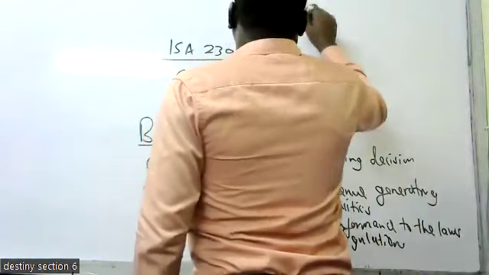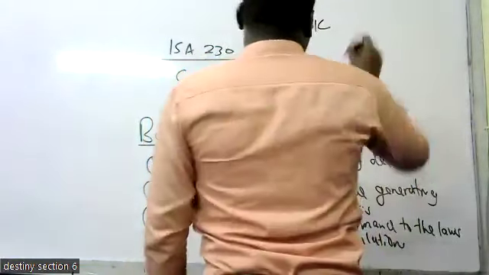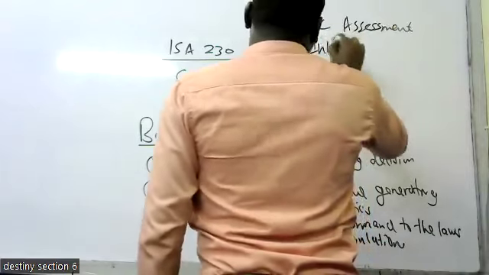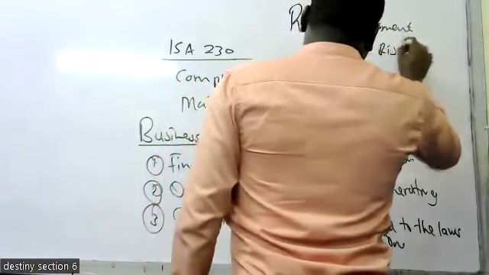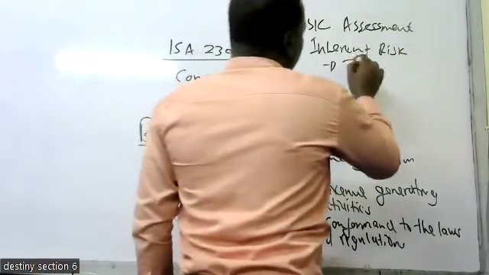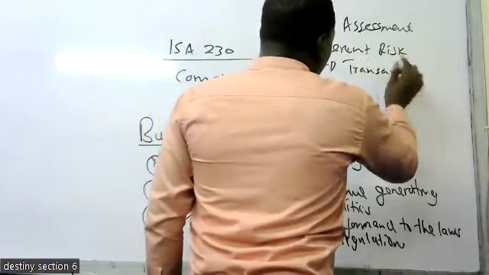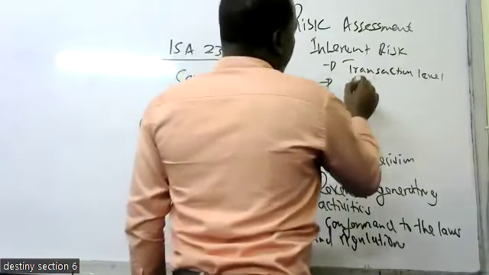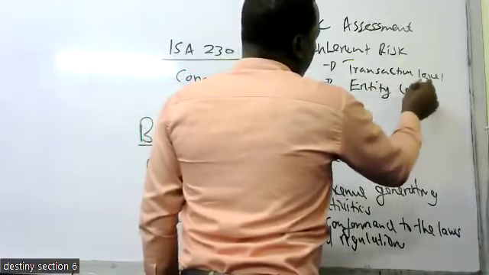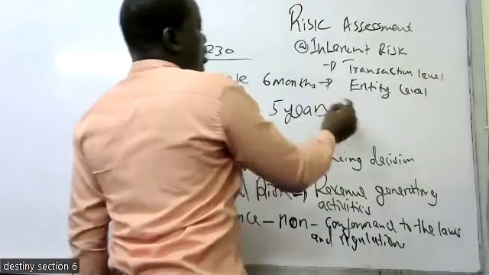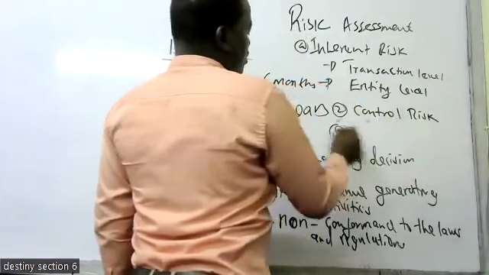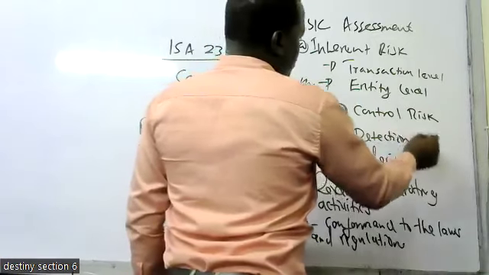Kuna ile story ya risk assessment. After you understand the client entity, you are taking risk assessment. The risk assessment, kuna factors there that influence what we call inherent risk. These inherent risk factors are divided into 2 levels: the transaction level factors, then you have the overall level, or the entity level factors. Number 2, control risk. And lastly, the detection risk.